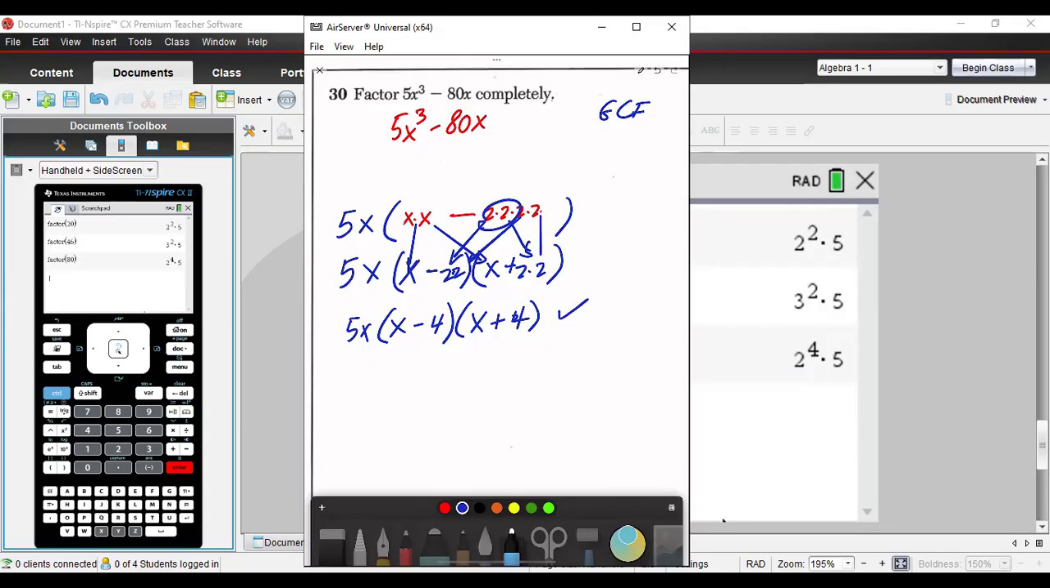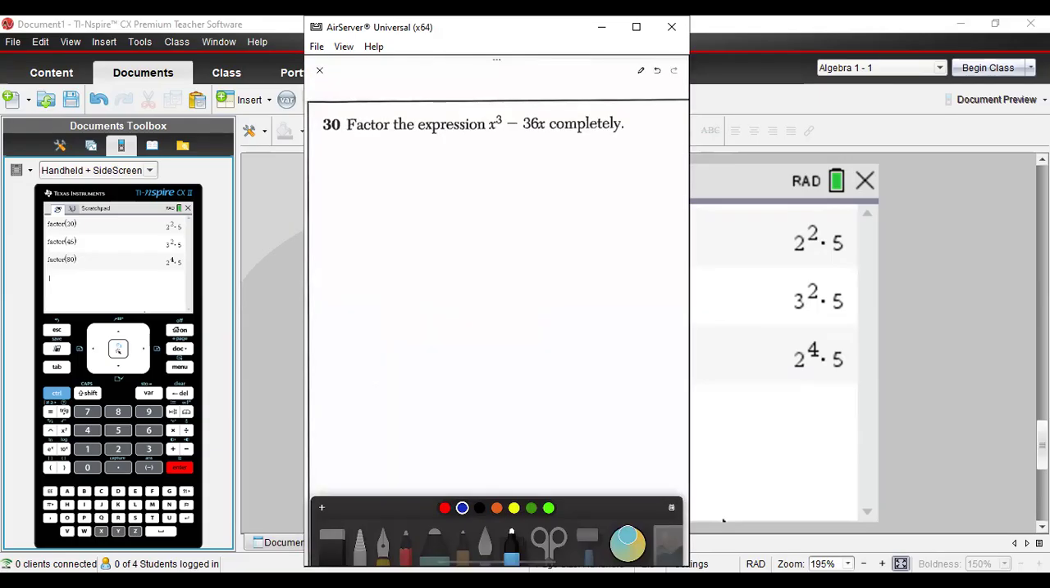This is factored completely. Now, if you want to check it, graph it. Graph this as a function, graph this as a function. They should be identical. I'm going to do one more here. All right, this one, it says x cubed minus 36x. So all I'm going to do is, let me rewrite this really quickly. X to the 3rd power minus 36x.